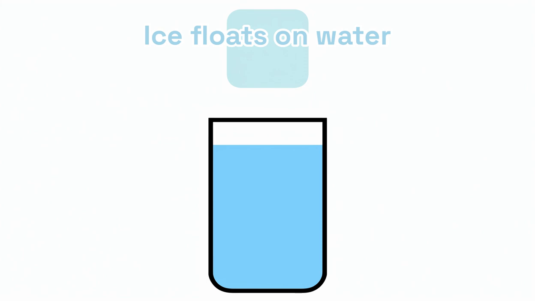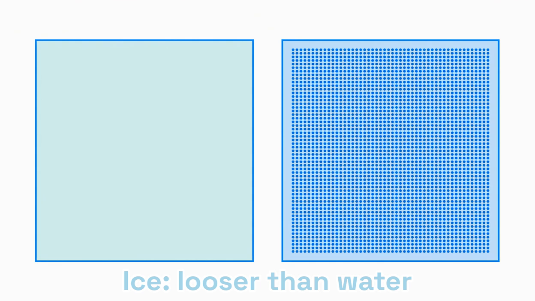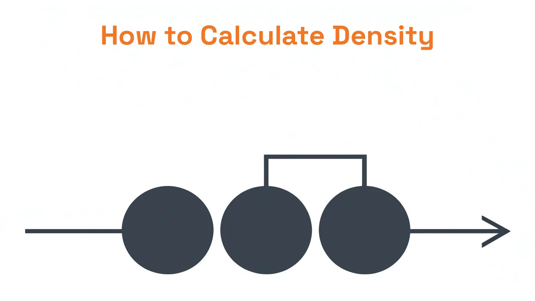That's why ice floats on top of liquid water. Ice is actually less dense than liquid water, even though it's solid. Now, let's learn how to actually calculate density step by step.